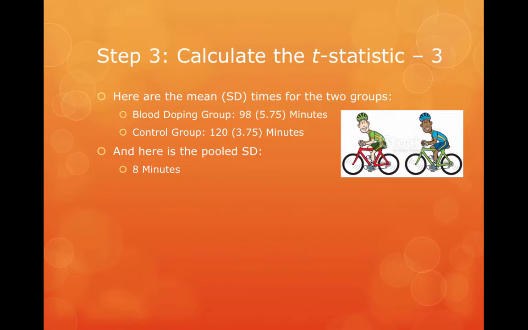Alright, so let's go ahead and calculate our t-statistic. Here are some descriptive statistics for both of our groups. A blood doping group completed a 30-mile course in an average of 98 minutes, standard deviation of 5.75, and the control group finished on average the 30-mile course in 120 minutes, standard deviation of 3.75. Here is the pooled standard deviation, 8 minutes. So let's calculate the test statistic. Here's the formula. Go ahead and pause the video and see if you can calculate t.